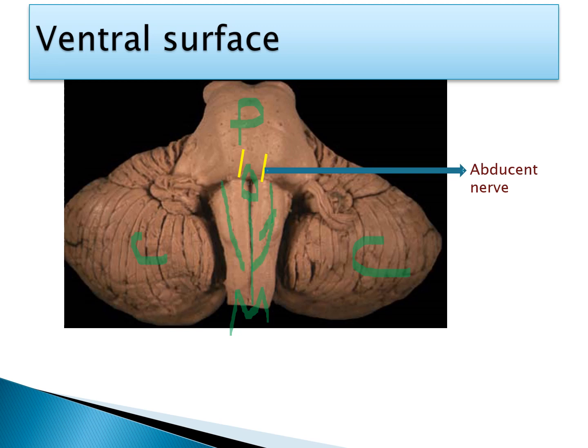So between the pyramids and the lower border of the pons, we have this nerve. This nerve is called the abducens nerve or the 6th cranial nerve. That is the superficial origin of the abducens nerve.